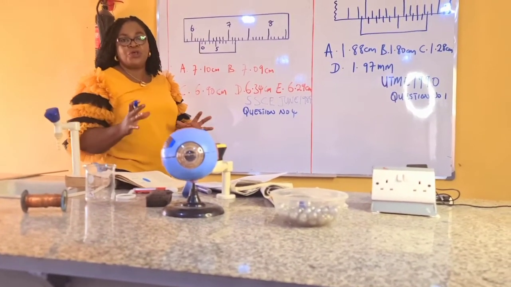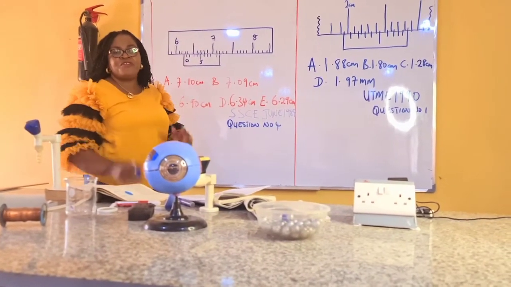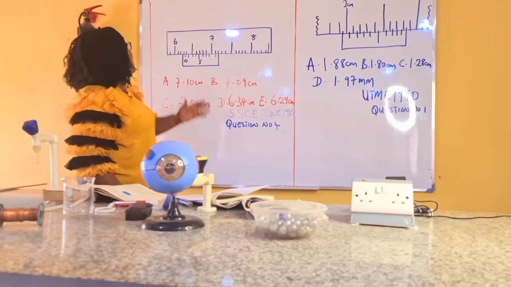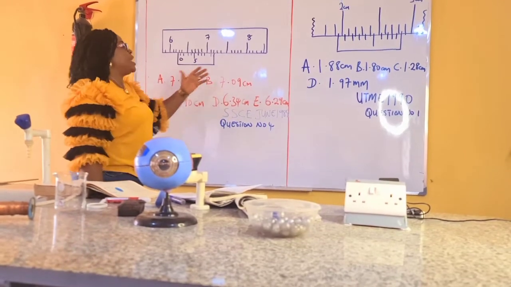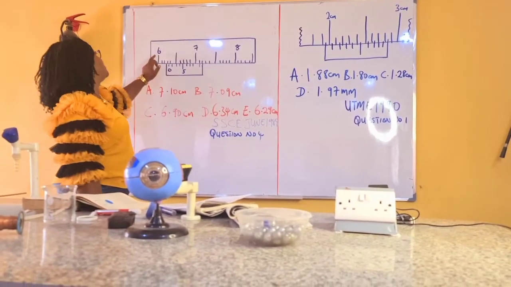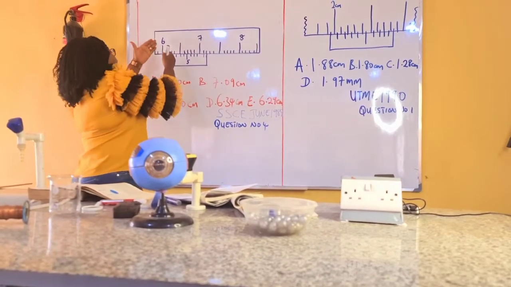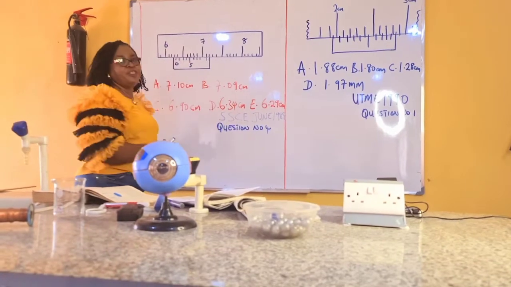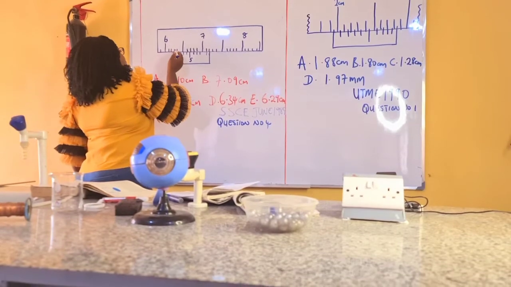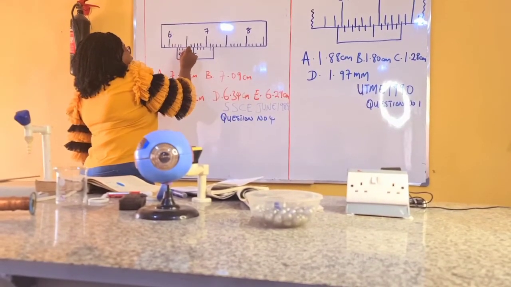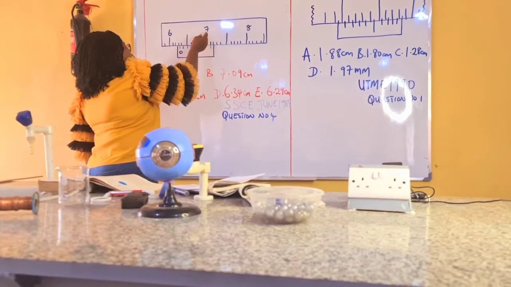Remember, I told you the first thing you do is to look at the calibrations. Now we have 6, 7, 8, telling you that it has started from 0 to 6. Then how do you know how it is calibrated? You check between 6 and 7. How many small divisions do you have? You have 10 smaller divisions. 1, 2, 3, 4, the long line is always 5, 6, 7, 8, 9, 10, giving you 1 to make 7.